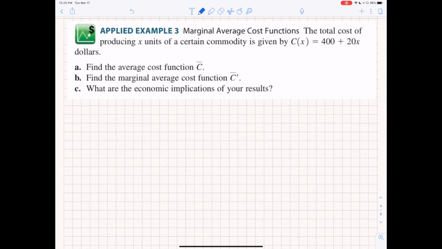So what we have is the total cost of producing X units of a certain commodity is given by the formula C of X is equal to 400 plus 20X, and this is in dollars. Find the average cost function C bar. We had that definition earlier. Then find the marginal average cost function C bar prime. And then what are the economic implications of the results that we got? Again, analyzing what we have. So quick pause if you want to try this problem. I'm going to pause for a second and then start working this.